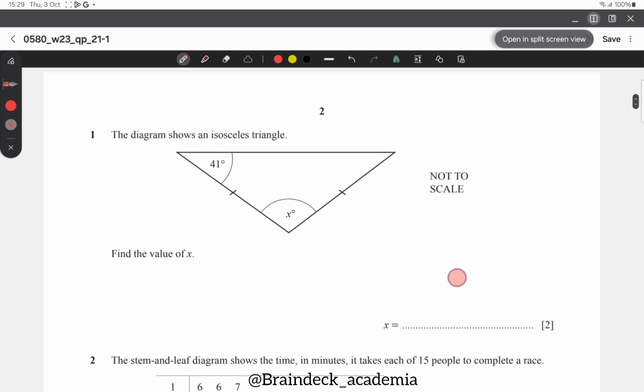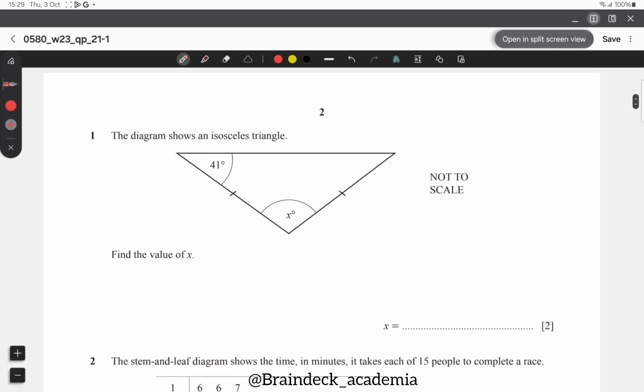So for question number one of this paper 2, we are asked to find the value of x. Looking at this, we already know that this is an isosceles triangle. Since this side and this side are equal, if this angle is 41, this side is also 41 degrees.